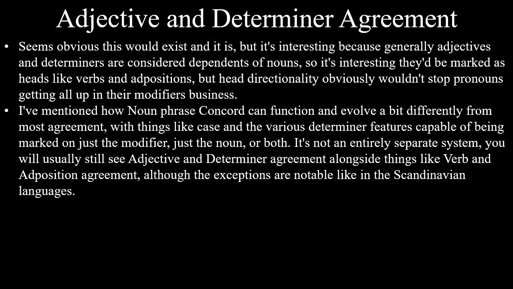And with adjectives and determiners' whole thing being sitting next to nouns and pronouns, it's not surprising that they start agreeing with stuff. Sadly, WALS doesn't have data on how often this agreement occurs, but it seems to occur in ways you'd expect based on the same criteria. I've also mentioned how adjectives and determiners might agree with more types of things than other systems, with different types of noun phrase concord, like with case and definiteness.